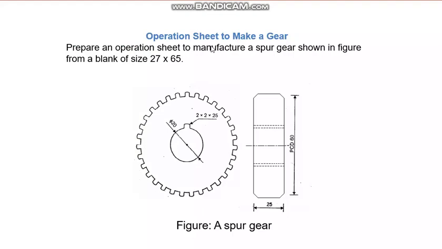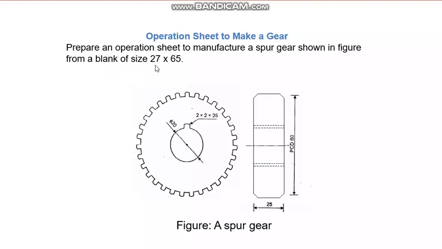Now let us see an operation sheet to make a gear, how this operation sheet looks, and what all it contains. The question here is: prepare an operation sheet to manufacture a spur gear shown in the figure. Here the spur gear is shown in two views, and the pitch circle diameter is given, the central hole with the keyway and their dimensions, the blank's thickness, the gear's thickness, and everything is mentioned here.